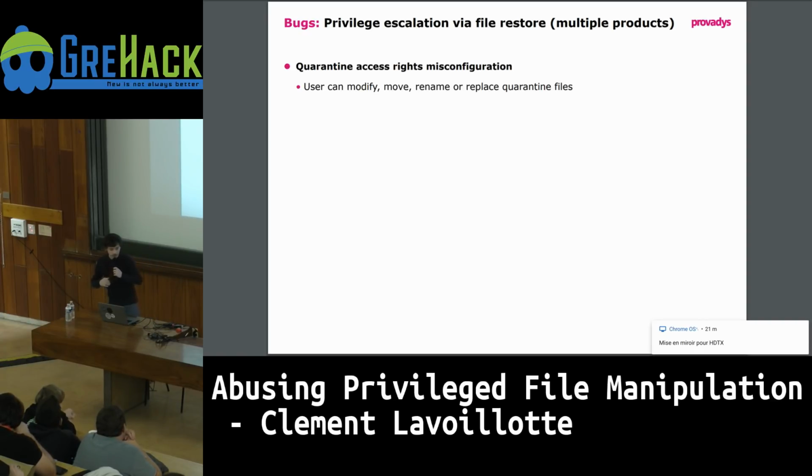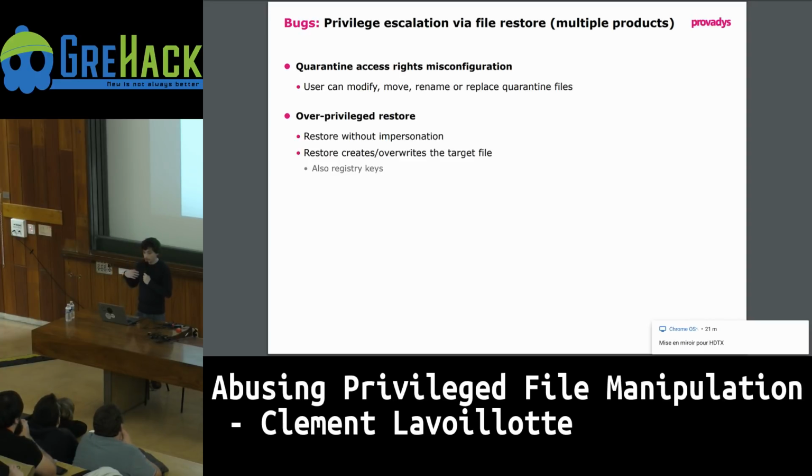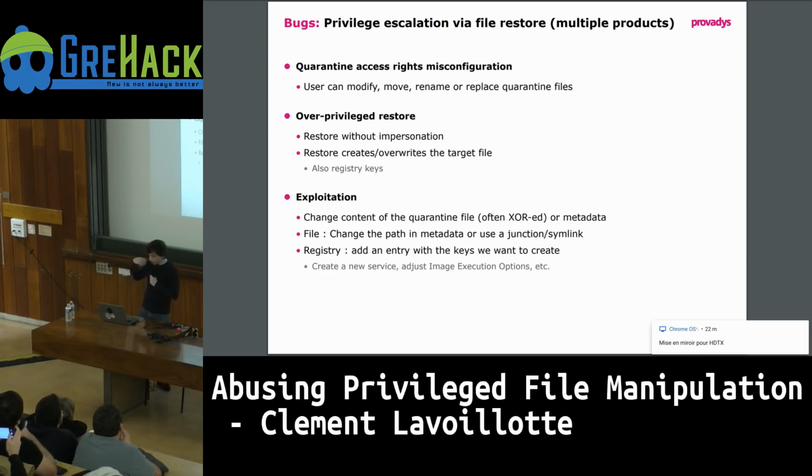So another privilege escalation that also abuses the file restore process, and that was found on multiple products, is basically an access right misconfiguration on the quarantine files. So if a user can modify this file, and the privileged product does the restore with full privileges without user impersonation, then you can exploit this.